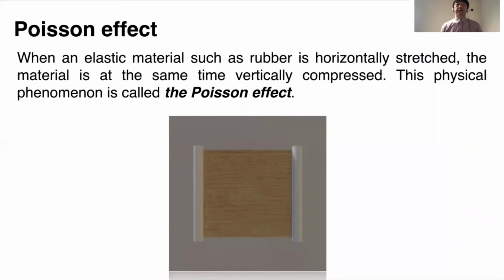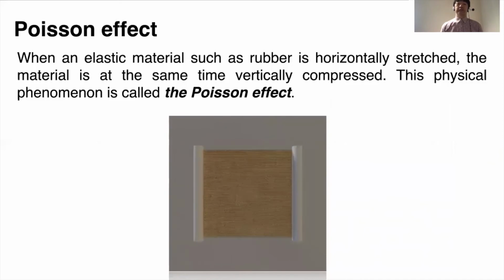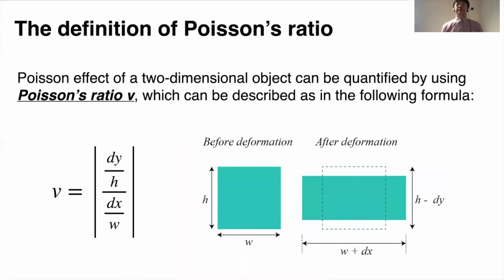When an elastic material such as rubber is horizontally stretched, the material is at the same time vertically compressed. This physical phenomenon is called the Poisson effect. The Poisson effect of a two-dimensional object can be quantified by using Poisson's ratio, nu, which can be described as in the following formula.